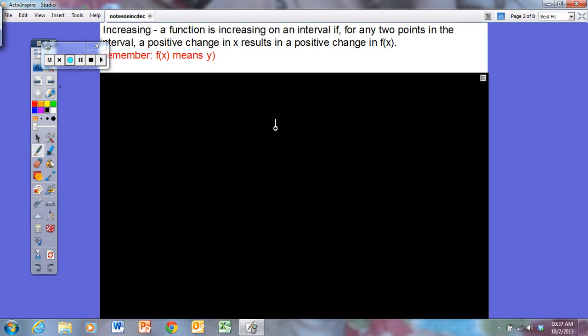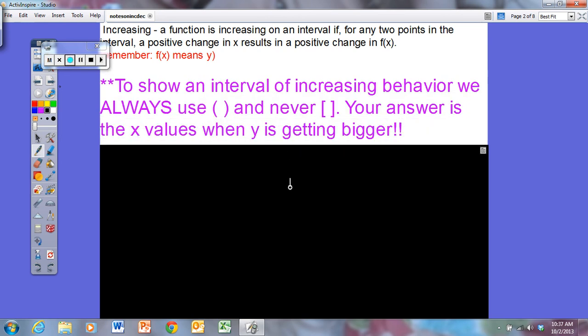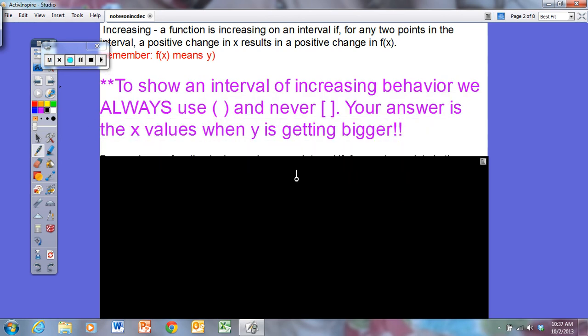A function is said to be increasing if a positive change in x, meaning as x gets bigger, y gets bigger. That's what it means to be increasing. To show an interval of increasing behavior, you always use parentheses, never brackets. Your answer is the x values when y is getting bigger, and you'll see what I'm saying when I start doing some examples.